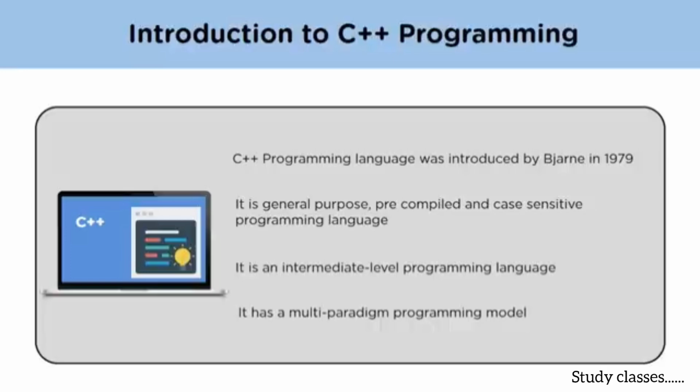It is a general purpose, case sensitive language and it is called a pre-compiled language because it converts the source code directly to the machine understandable code. It is an intermediate level language because it contains both features of high level and low level language. C++ supports the features of object-oriented language like encapsulation, inheritance, polymorphism, etc. It also supports procedural programming and functional programming as well. Now, as we have understood about C++ programming, let's move on to our first program in C++.